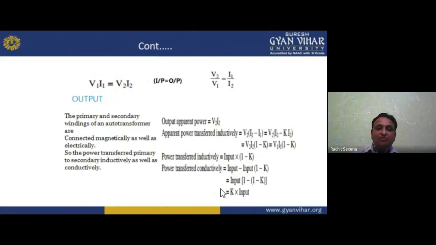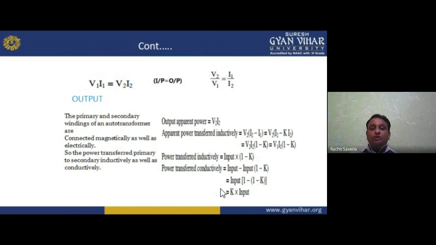Now moving forward, how can we get the output? See here, V1 I1 equals V2 I2, so input equals output, and for the transformation ratio we can also write V2 by V1 equals I1 by I2. So if V2 is greater than V1, then I1 is greater than I2 and N2 is greater than N1.